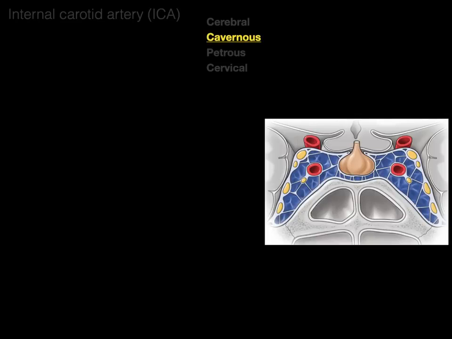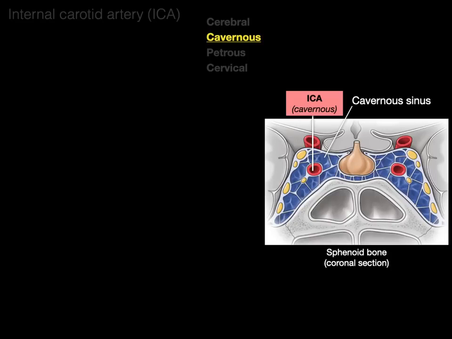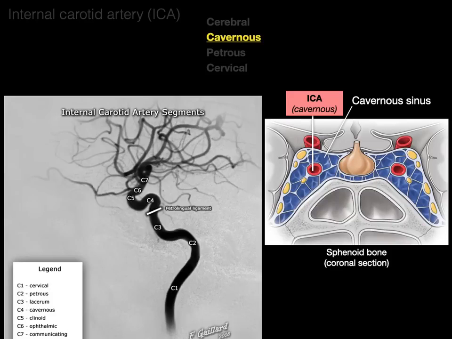Then the cavernous part is the part that's in the cavernous sinus. So there's the sphenoid bone in a coronal section. In blue is the cavernous sinus, one of the dural venous sinuses flanking either side of the pituitary. And there's the internal carotid artery, the cavernous portion. The only time anywhere in the body where you see an artery inside of a vein. It's very cool.